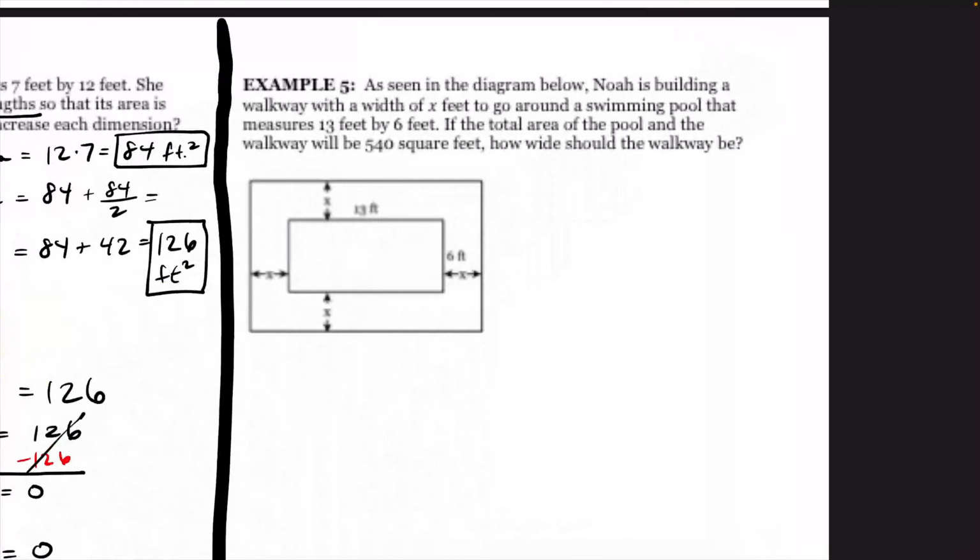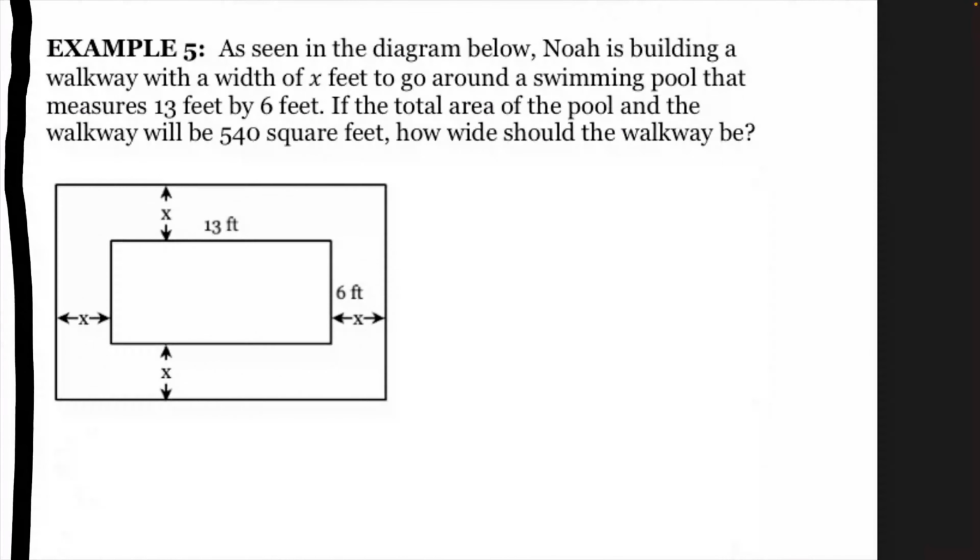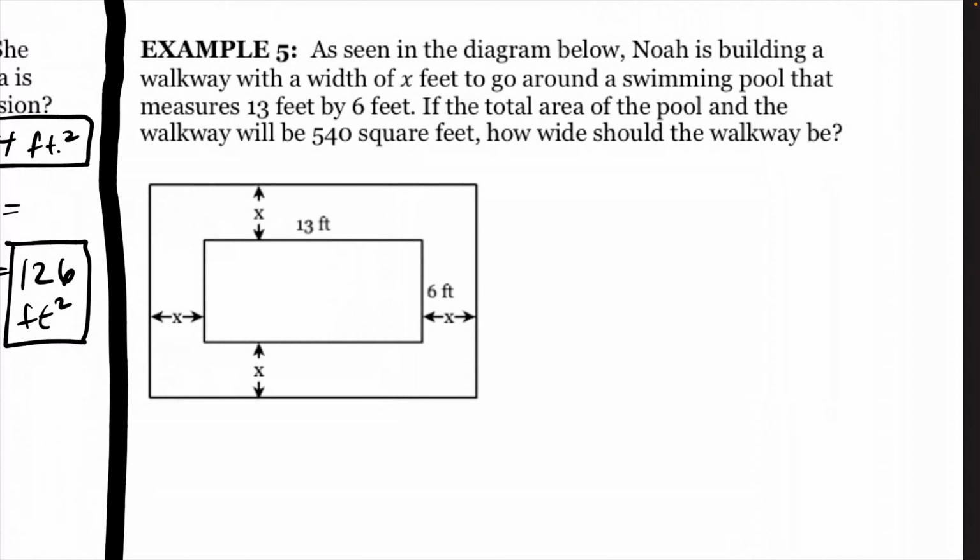All right, last one. As seen in the diagram, so this one they got a picture. They drew a picture for us. As seen in the diagram below, Noah is building a walkway with a width of X feet to go around a swimming pool that measures 13 by 6. So this is the swimming pool. I'm going to color code it on mine. This is the swimming pool in blue. It's already there. The swimming pool has already been built.